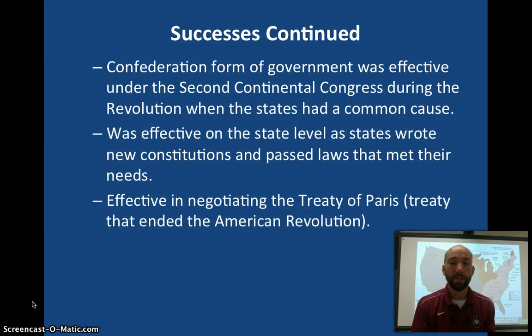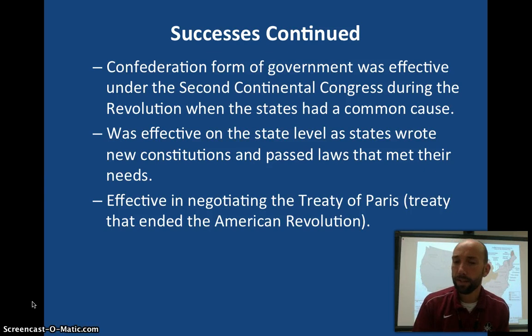There are some other successes too. It was effective under the Second Continental Congress during the Revolution. The reason it's successful during the Revolution is that they all have a common cause. They're trying to win the war. So as they're trying to win the war, they agree with each other. The problem is when that common cause is gone, they're not going to really want to work together.